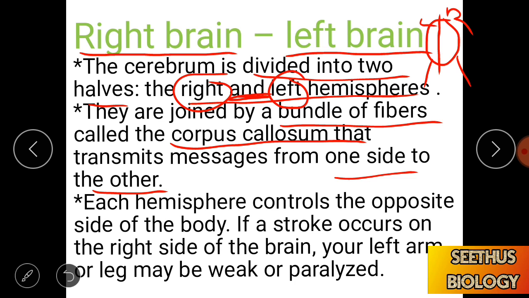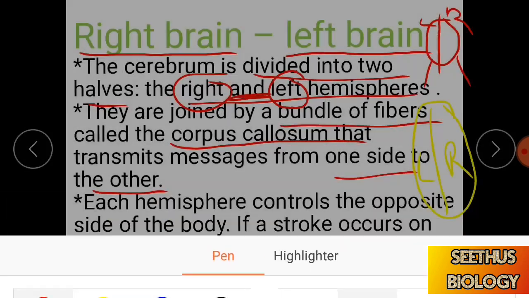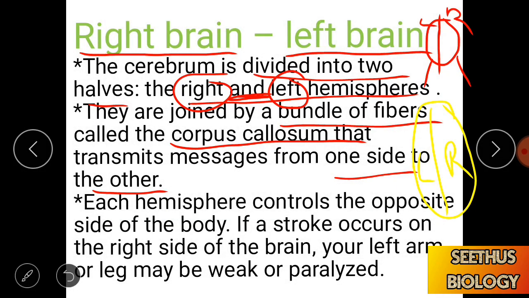Each hemisphere controls the opposite side of the body. For example, this is our body, right? We have the left part of our body and the right part of our body. Here the right part is controlled by the left hemisphere and the left part is controlled by the right hemisphere. So the opposite control is happening under these hemispheres. It means the right hemisphere controls the left side and the left hemisphere controls the right side. This is the main role played by these hemispheres present in the brain, that is the cerebrum.